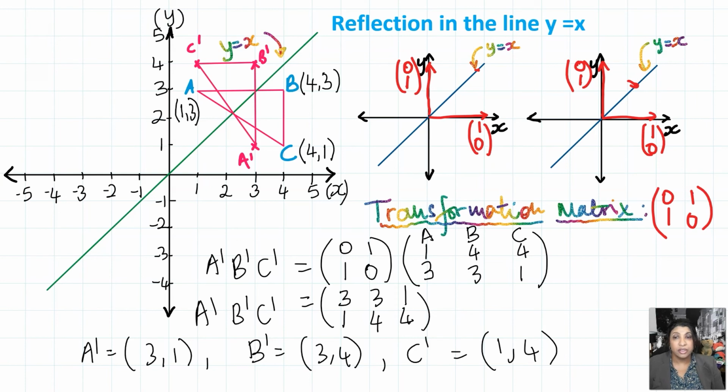Right, so I've now connected all the images of A, B, and C, and I've got my new triangle A prime, B prime, and C prime. You can actually see triangle ABC has been reflected in the line y equals x, and we can see the mirror line here. You can see this object is exactly the same on this side of the line and that side of the line. So we do have the line of symmetry. We do have a mirror line. So this transformation matrix works. You can use this method to find other transformation matrices just like I did.